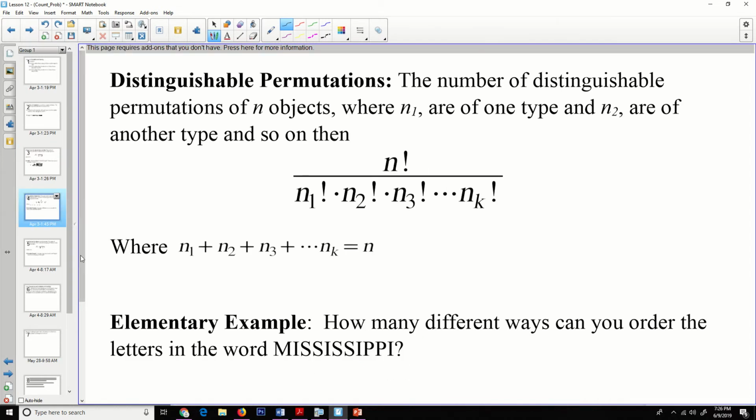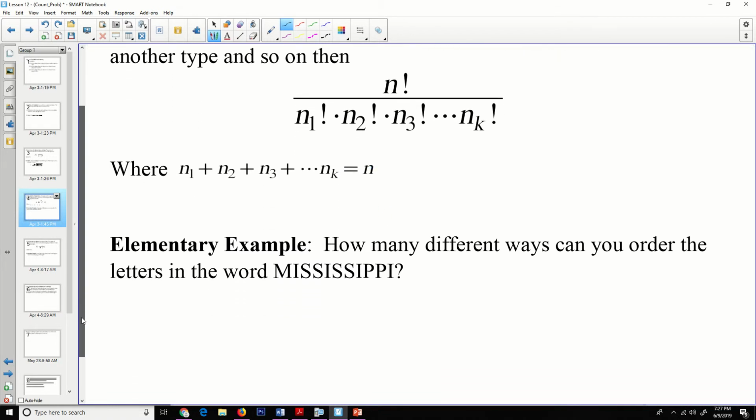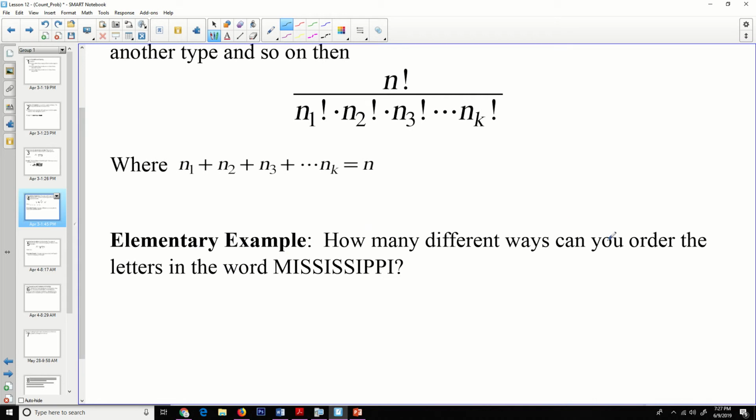All right. Distinguishable permutations. The number of distinguishable permutations of n objects, where n1 are of one type, n2 are of another type, and so on, will be n factorial over n sub 1 factorial times n sub 2 factorial, all the way up to n sub k factorial, where the sum of these different types add up to the total n possible. So just as an example, how many different ways can you order the letters in the word Mississippi?